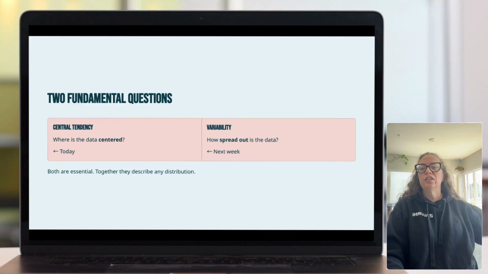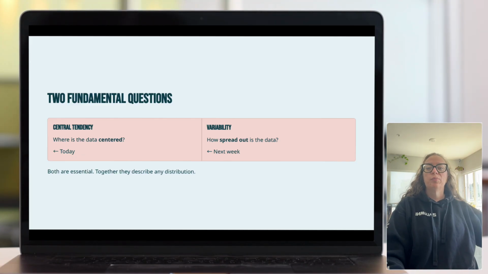So we're still in descriptive statistics. We're not making inferences about populations yet. We are just describing, okay? What does this sample look like? These concepts are the foundation for everything that comes later, okay?